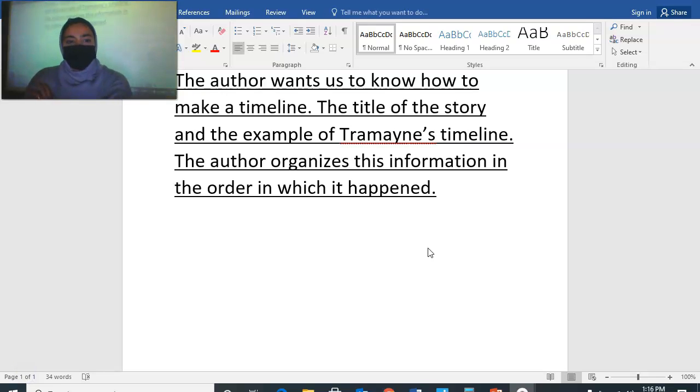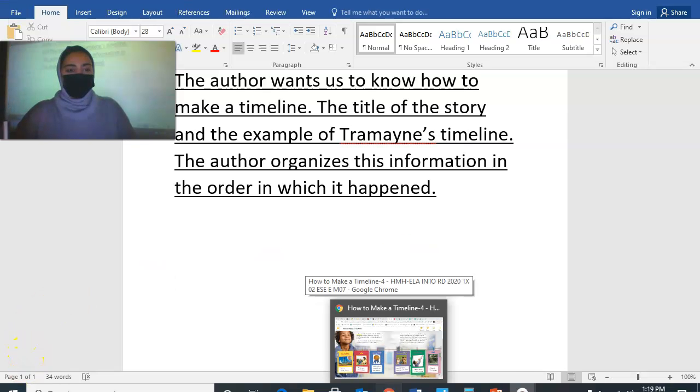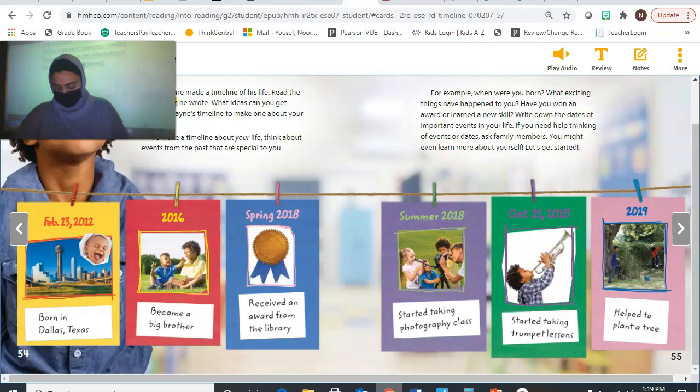So the author wants us to know how to make a timeline. The title of the story and the example of Trayman's timeline are the clues that the author gives us. And then the author organizes this information in the order in which it happened. So by year, he puts them in the right order, right? Okay, so you're going to write that for the answer number 1. If you need more time to write that down, again, you can pause the video now. Okay, so moving on, let's look at the second question.